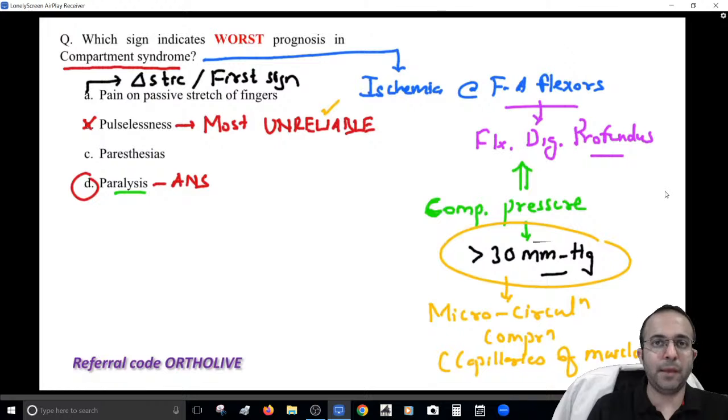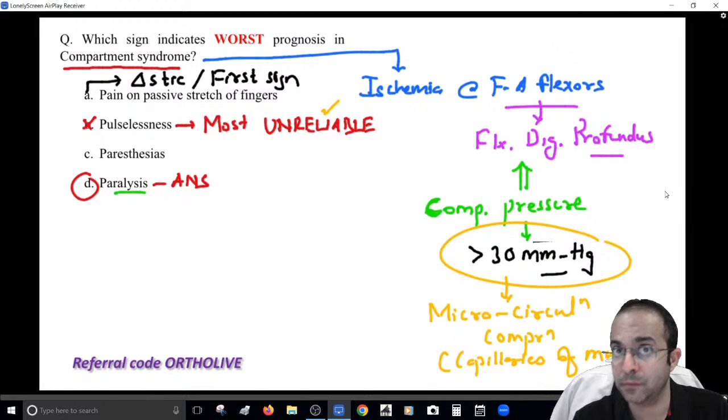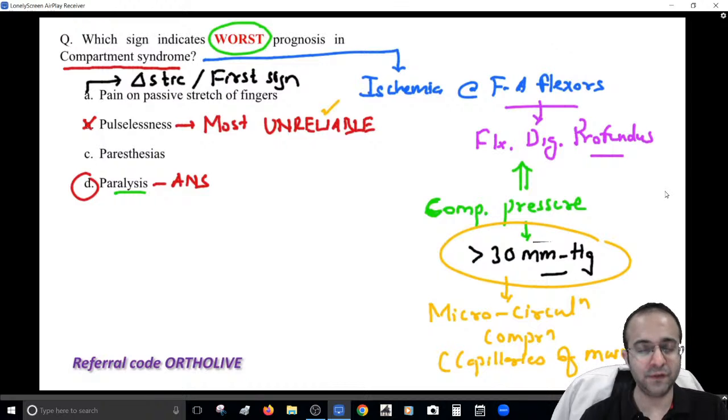That means ischemia has happened and paralysis cannot be reversed. So if you are asked about the sign that gives the worst prognosis, my pick: paralysis. Clear with the reason? Clear with this compartment pressure? And clear with the fact that the ischemia predominantly involves flexor digitorum profundus? Please look at this. The diagnostic sign, the first sign: pain on passive stretch of fingers.